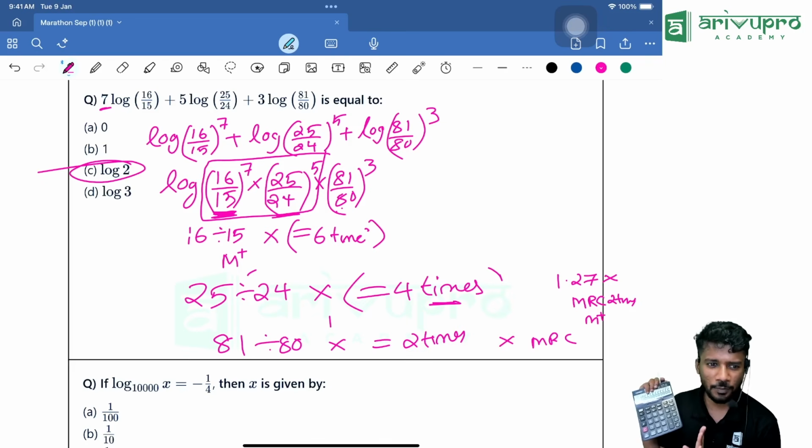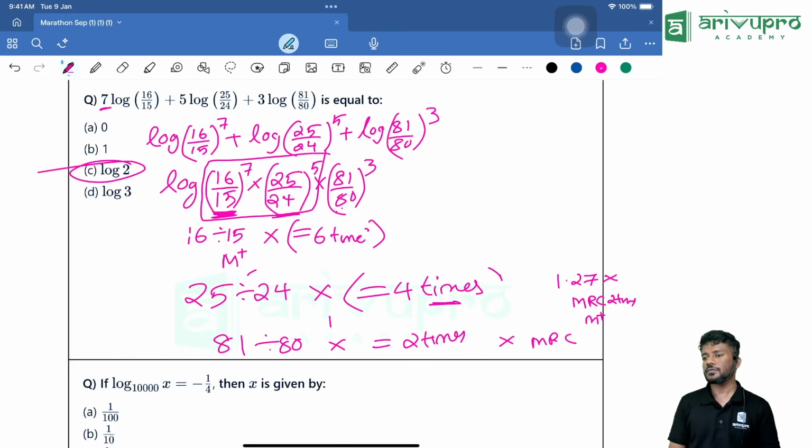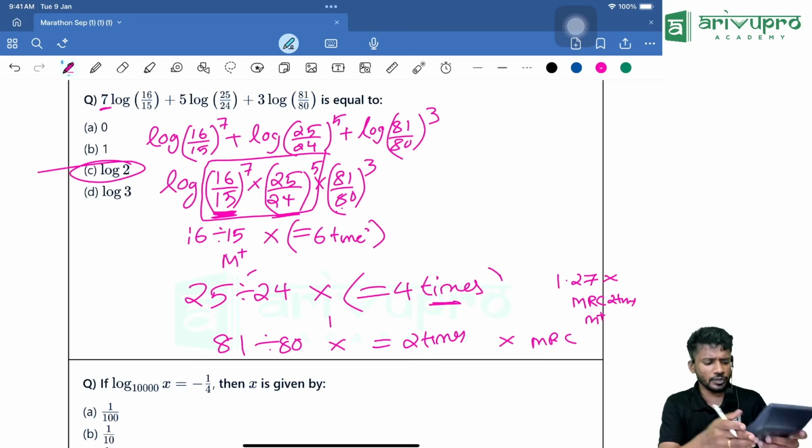Got the point, people? Now, if you do it another way by mistake, it is very simple. You will do 16 raised to 7 multiplied with 25 raised to 5, then 81 into 2. Most calculators will show an error. That time it will cause trouble. If you want to do it that way, we will check one.